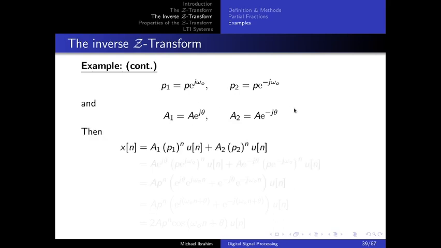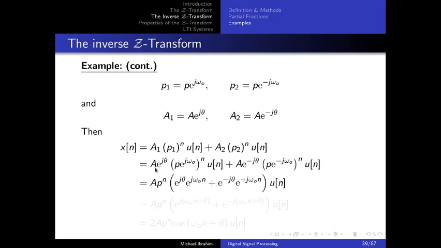Starting from the expression we found here, if we replace A1 with A e to the power j theta and p1 with p e to the power j omega naught, same for A2 and p2, now we can take A as a common factor and p to the power n as a common factor, and we will get this term, e to the j theta, e to the j omega naught n. And here, e to the negative j theta and e to the negative j omega naught n.